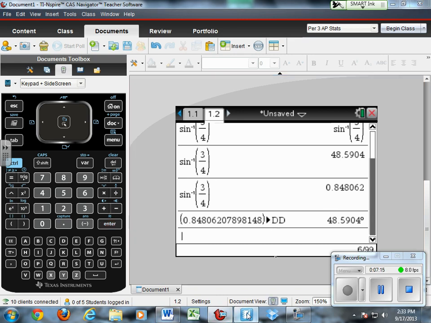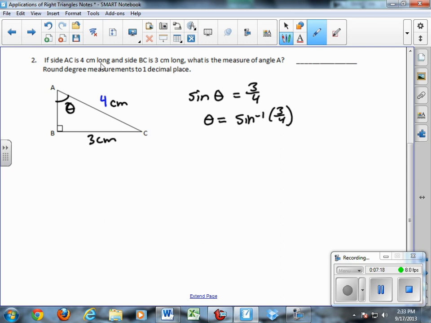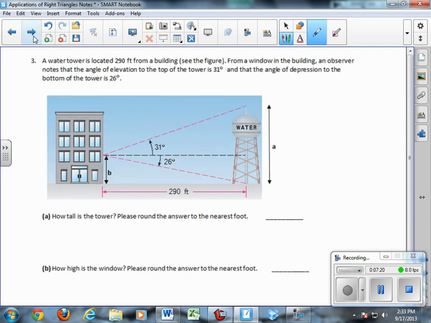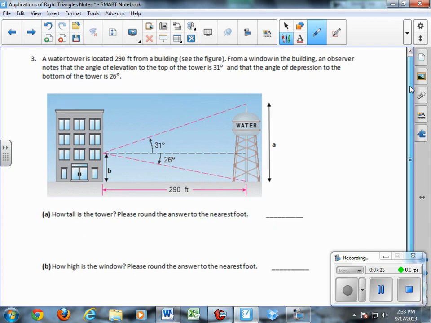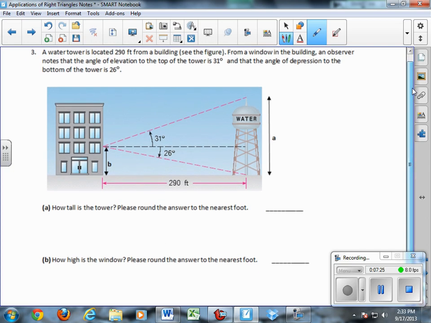So that turned out to be 48 something. That's in the key. Okay, this one, little trickier. I want to find the height of the water tower. So I need to know this distance from here to here. Notice this 31 is referred to as an angle of elevation, and this 26 is referred to as an angle of depression. Angles of elevation and angles of depression are always measured from the horizontal. So this line is exactly horizontal, which means it's parallel to the ground here.